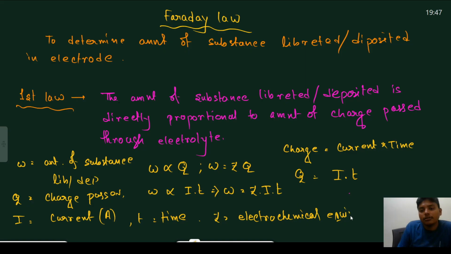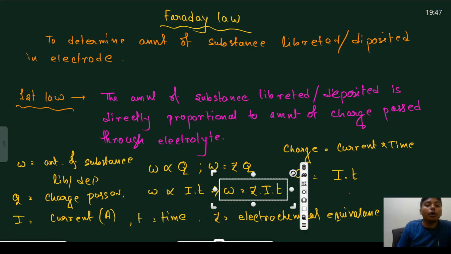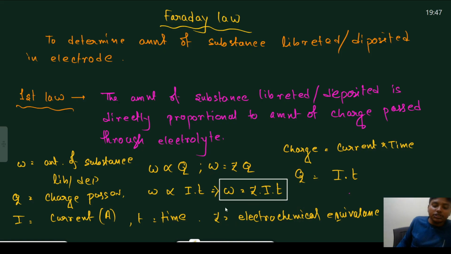Understood this thing? Yes or no? So this is the formula. First law formula: W equal to Z into I into t. No doubt? Clear? Okay. So just give me a second, I'm giving a question.